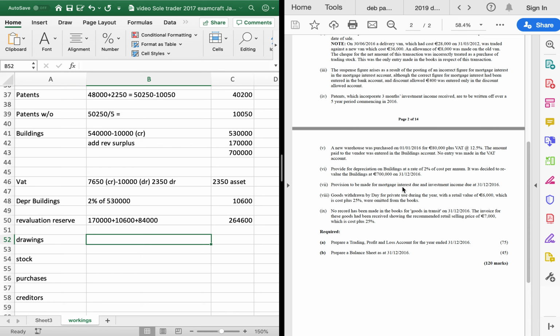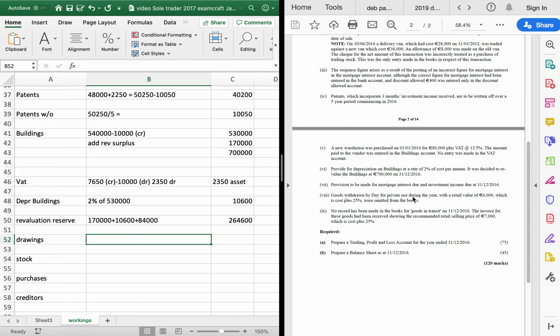Yeah, we've done that already. We've done both of those, so they're fine. Number 8, goods withdrawn by Davy for private use for the retail value of 6,000, which is cost plus 25%, were omitted from the books.